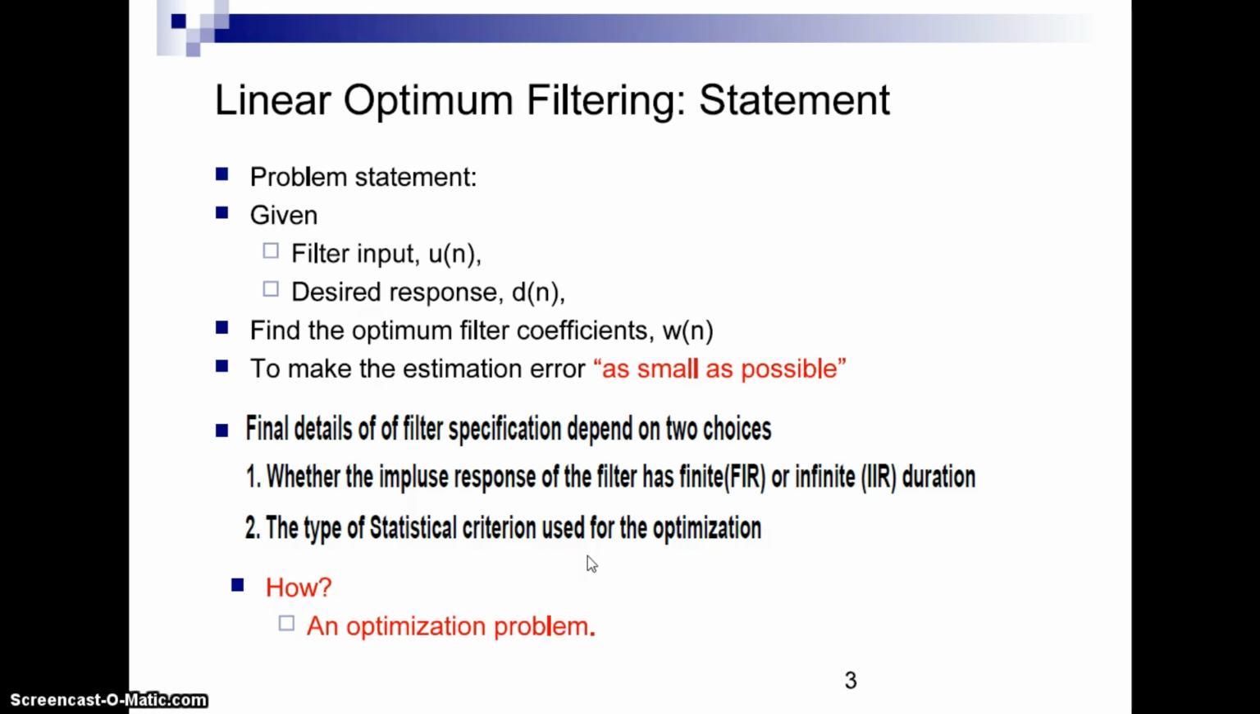For the first choice, whether the impulse response of the filter is FIR or IIR: for the initial development of Wiener filter theory, we'll assume an IIR filter. So the theory includes the FIR filter as a special case. Initially, we'll assume IIR filters because FIR filters are a special case of IIR filters.